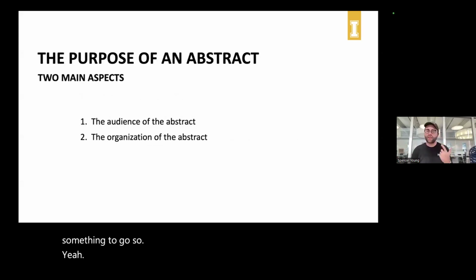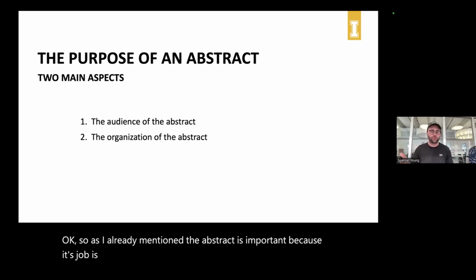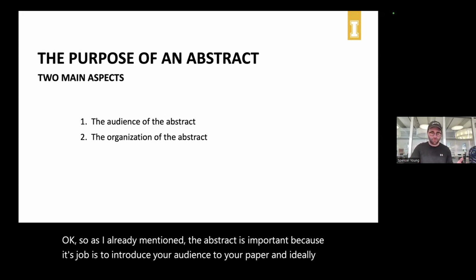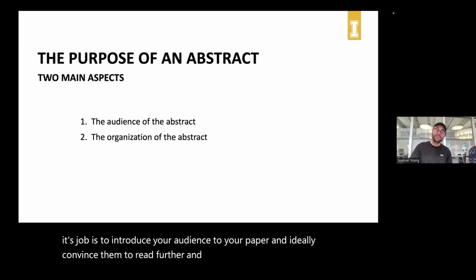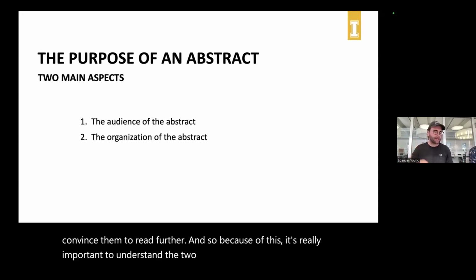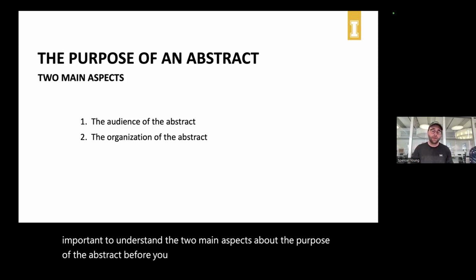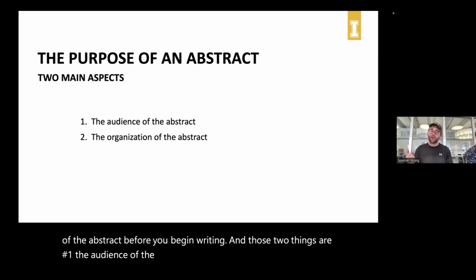As I already mentioned, the abstract is important because its job is to introduce your audience to your paper and ideally convince them to read further. Because of this, it's really important to understand the two main aspects of the purpose of the abstract before you begin writing. Those two things are, number one, the audience of the abstract, and number two, the organization of the abstract.